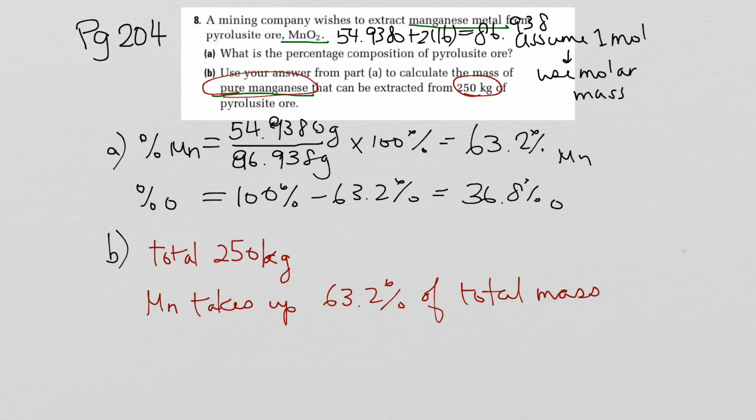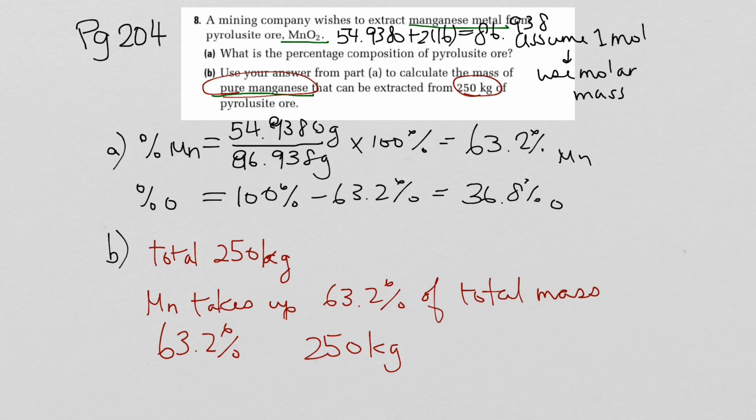63.2%. So if you have 1 gram, it will be 63.2% of 1 gram. If you have 250 grams, it would be 63.2% of 250 grams. So this percentage always stays the same. It's always 63.2% of the total, regardless of what the total is. So in this case, they're saying that the total is 250 kilograms. So we know that it takes up 63.2% of 250 kilograms. And in math, the word of always means to multiply.